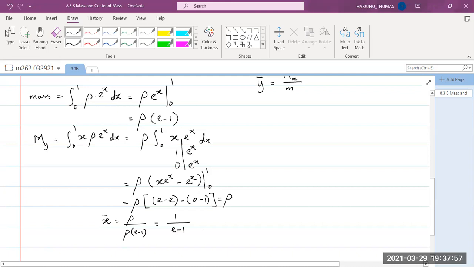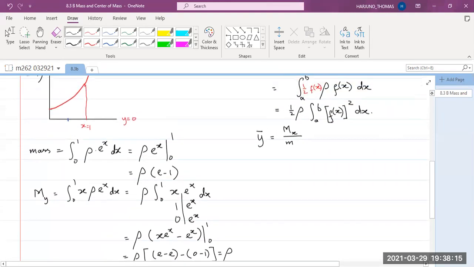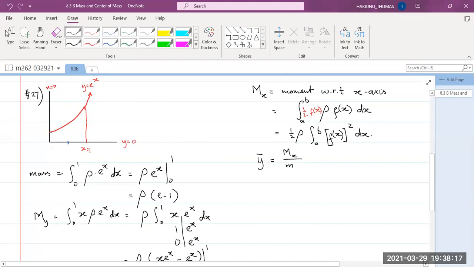Now, e is approximately 2.7, so this is approximately 1 over 1.7. So you see it's less than 1, as we expect. Oh, it's actually more than 1/2. That's what I'm about to say. x bar is more than 1/2. That's our estimate earlier, to the right of 0.5.